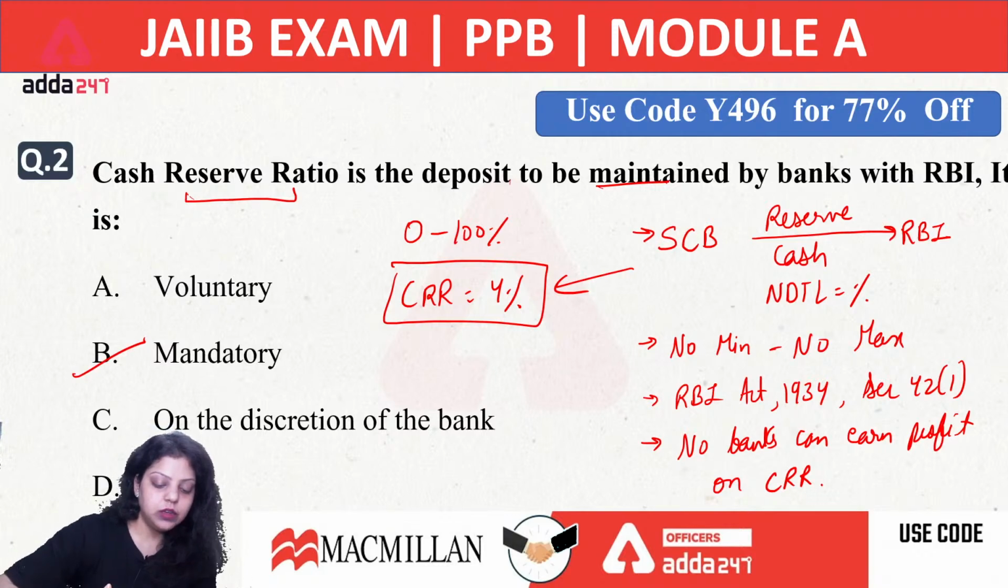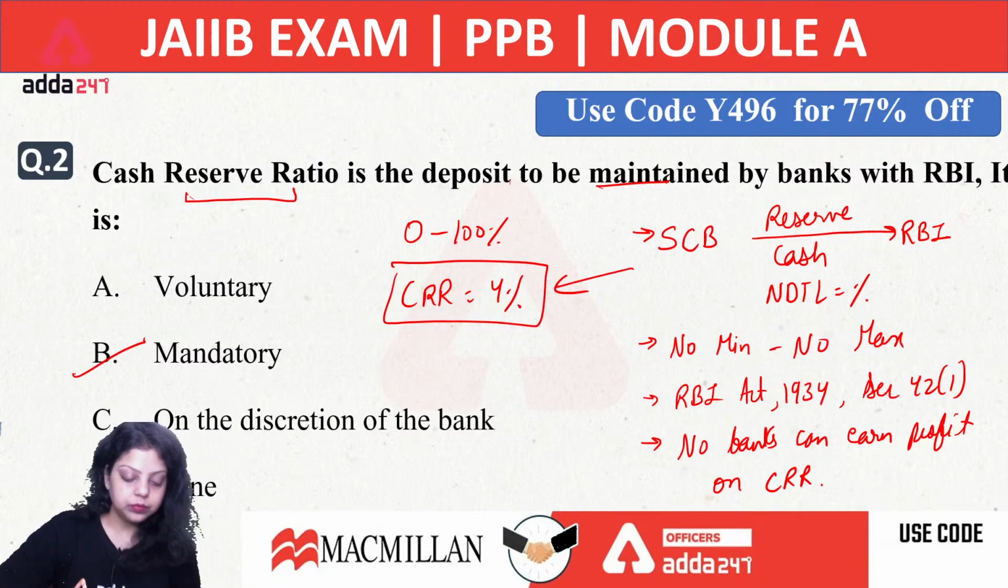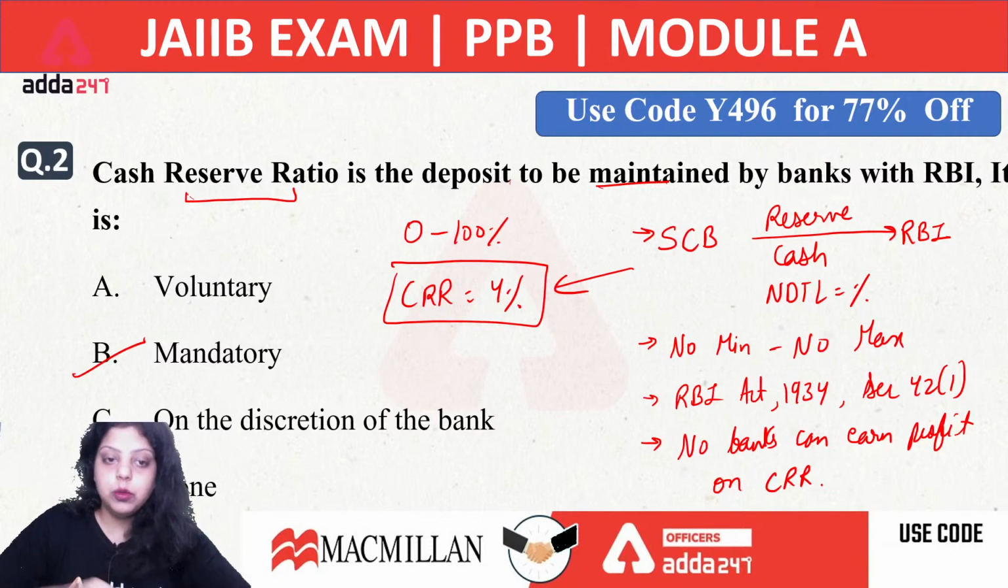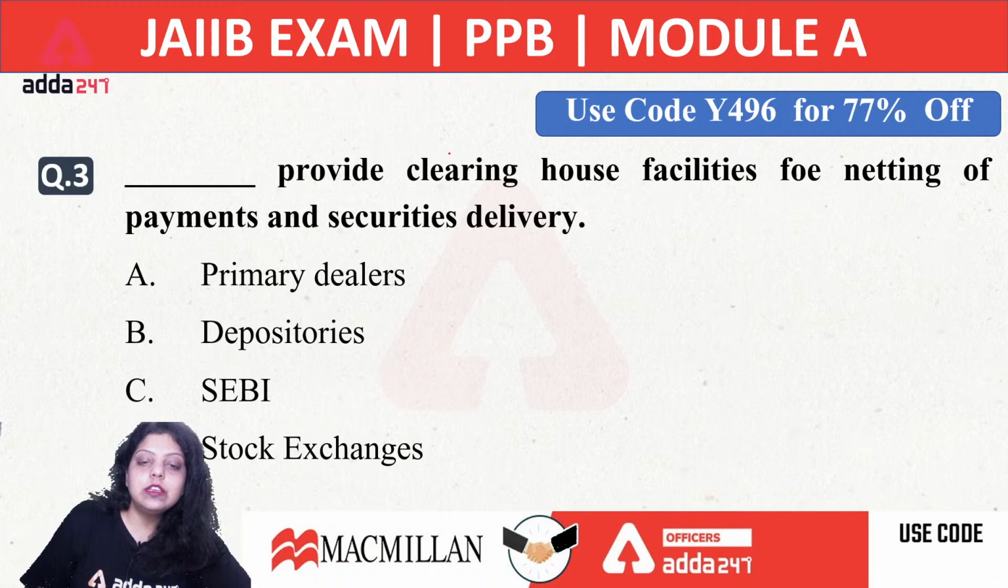The percentage of NDTL which is decided by RBI in every bi-monthly monetary policy review has no minimum and no maximum limit. So the right answer will be your B, that is mandatory. Next. Third is dash provide clearinghouse facility for netting of payment and securities delivery.